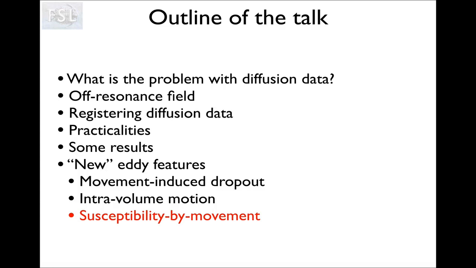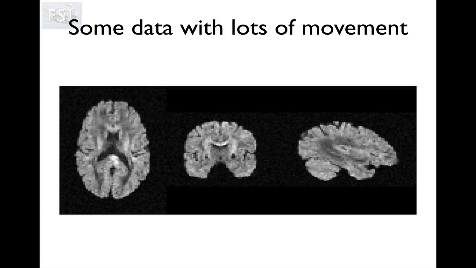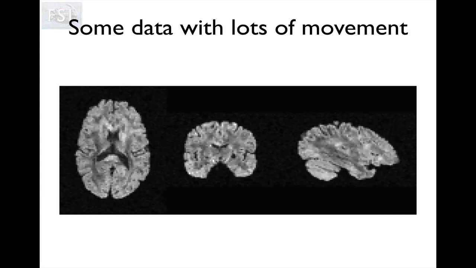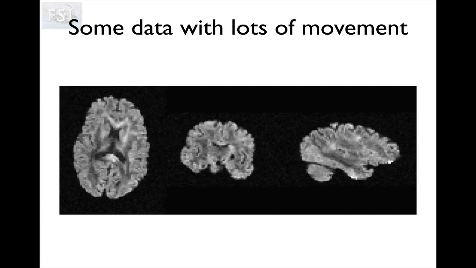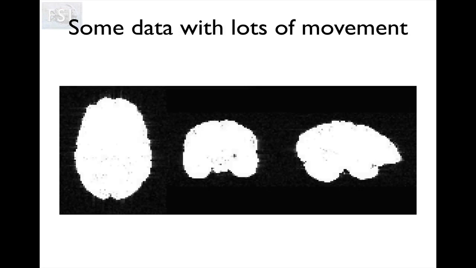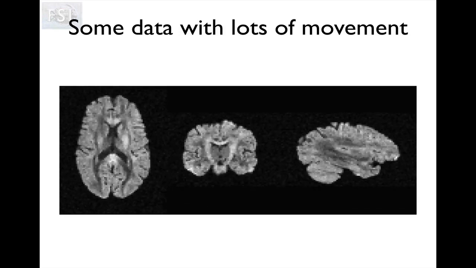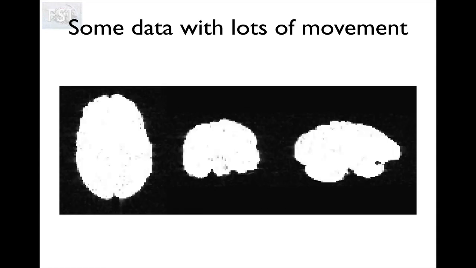And in order to explain this, I will just start out by showing you again some simulated data. So this is simulated data with lots of movement. I'm just going to run this for a little while just so you get a chance to see the kind of movement in this data set. So you can see that it's rotation around the y-axis and it's rotation around the x-axis, quite large rotations.